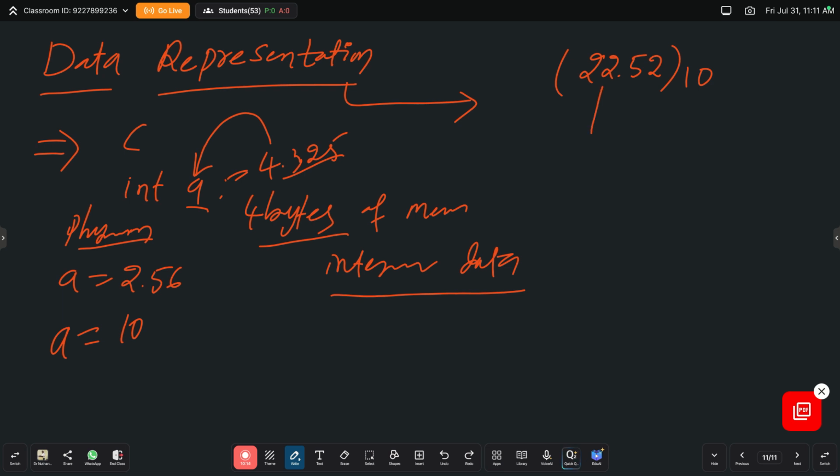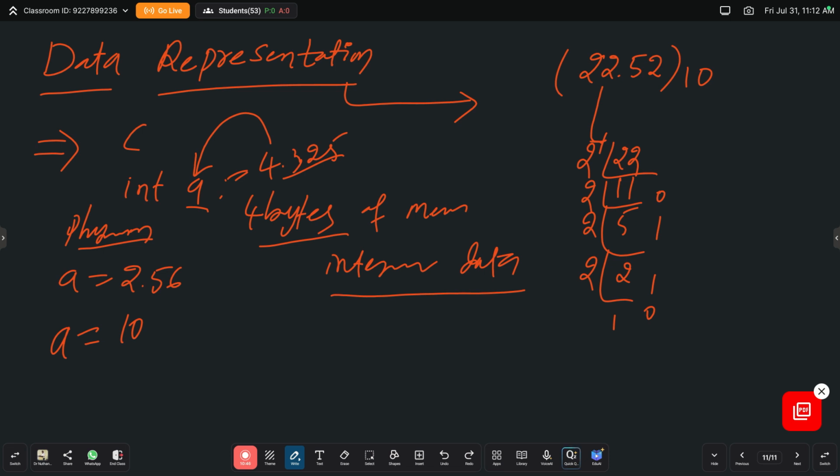How to do? For 22, it is an integer. We have done. Tell me. Divide by 2, remainder 0. 2, remainder 1. 2, remainder 1. Yeah, this is one procedure. I will show you one more procedure. Easiest procedure also. I told you this procedure.